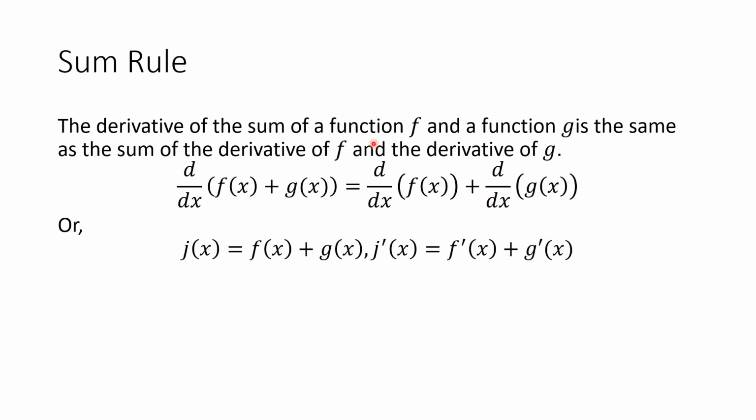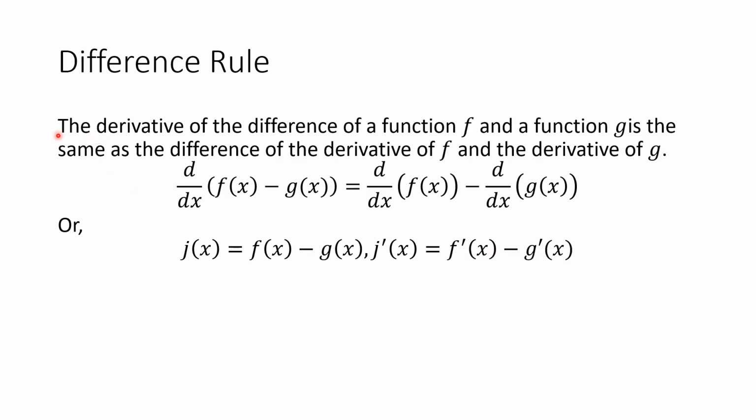So this says that the derivative of the sum of a function f and a function g is the same as the sum of the derivative of f and the derivative of g. So if we have two functions, f of x and g of x, being added together, and we're taking the derivative, then we can just split them across addition and take the derivative of each finite element. Written another way, if j of x is equal to f of x plus g of x, then the derivative of j of x is going to be equal to the derivative of f of x plus the derivative of g of x.